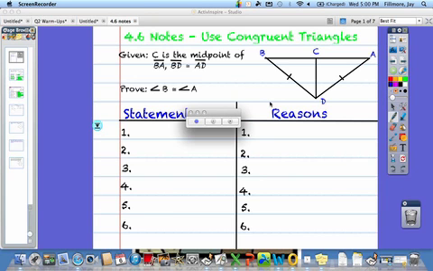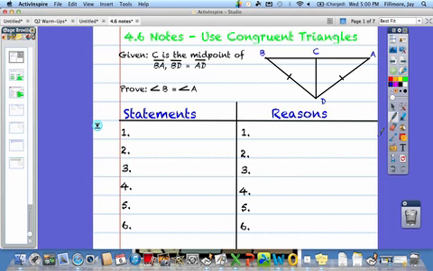So, for this particular problem, we're starting with some information, and we're given a diagram. We know C is the midpoint of segment BA, and segment BD is congruent to segment AD. And we're going to use that information to prove that angle B is congruent to angle A, which seems like a large challenge at first because we're used to proving triangles congruent, not corresponding parts congruent. But there's a simple way we can do this.